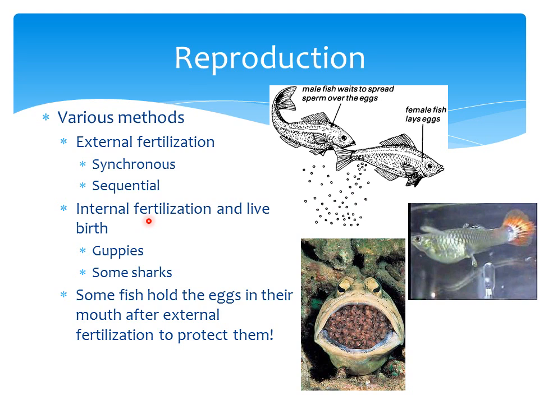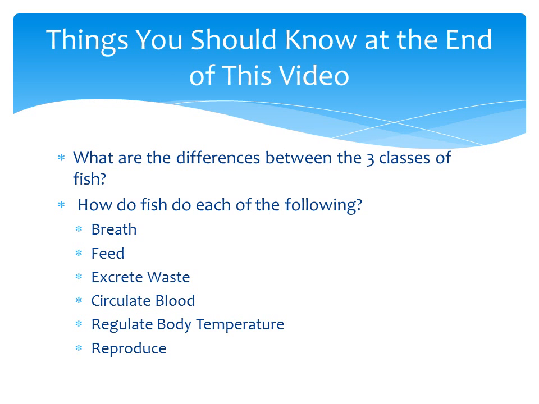There are some fish that do internal fertilization and live birth. Examples are guppies and some sharks. Here's a guppy that's giving birth to little live baby guppies. And some fish hold their eggs in their mouth after external fertilization happens, then they scoop the eggs into their mouth to protect them. Also seahorses, the male will hold the eggs in a pouch. The female deposits eggs in a pouch, and the male seahorse protects them in there until they're ready to be born.